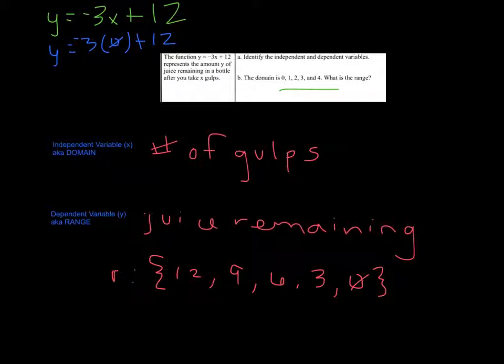Then I could do the same thing with a 1. Well, if negative 3 times 1 plus 12, what would that equal? Well, negative 3 times 1 is negative 3, plus 12 is 9. So that's where this 9 came from. So if you don't have a graphing calculator at home, all you have to do is plug each of these numbers in for x and solve, and that gives you the range values. Okay? Because you have an equation. You know that y equals negative 3x plus 12.